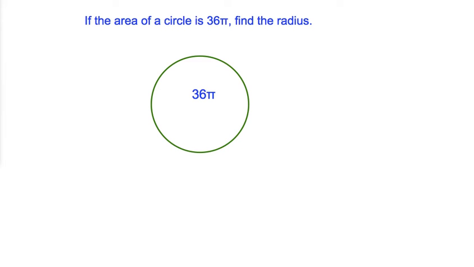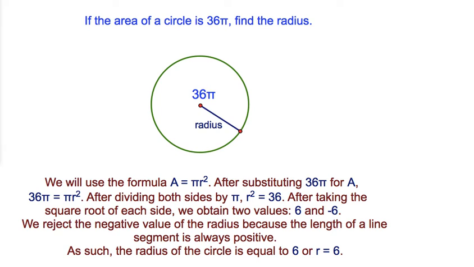Problem number 2. If the area of a circle is 36 pi, find the radius. Solution. We will use the formula A is equal to pi r squared. After substituting 36 pi for A, 36 pi is equal to pi r squared. After dividing both sides by pi, r squared is equal to 36. After taking the square root of each side, we obtain two values, 6 and negative 6. We reject the negative value of the radius because the length of a line segment is always positive. As such, the radius of the circle is equal to 6, or r is equal to 6.